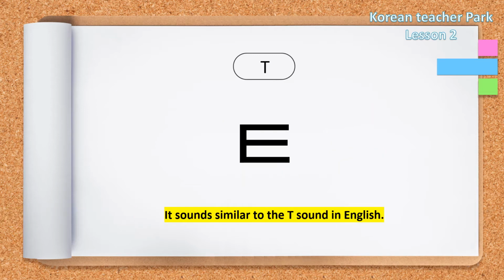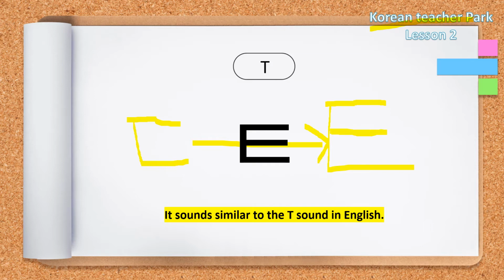Next, it sounds similar to the T sound in English. T, t, t. Say with me, t, t, t. I'm a Korean teacher, right? Teacher, t sound, t, t. Write like this. T, t. This sound, write like this, t, right? More, this is t, t, t.